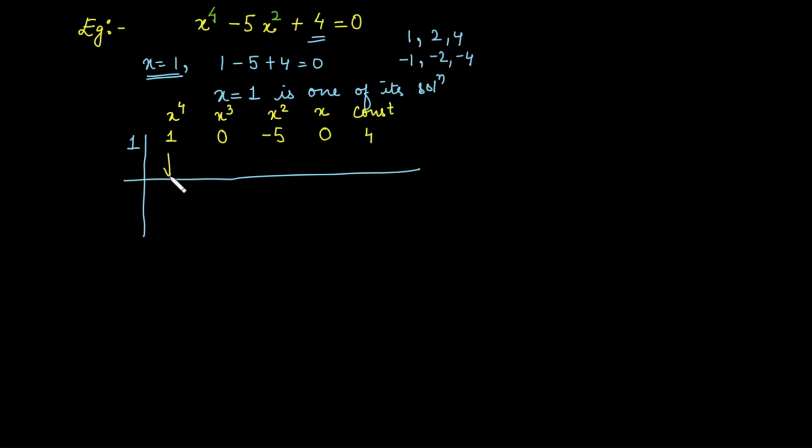Now take this number as it is. Product of these two, 1 times 1, is 1. Add these two numbers, 1. Product of these two, 1. Add these two numbers, minus 4. Product of these two numbers, minus 4. Add these two numbers, minus 4. 1 into minus 4, that is minus 4. Add these two numbers, 0. So we are getting a remainder of 0.